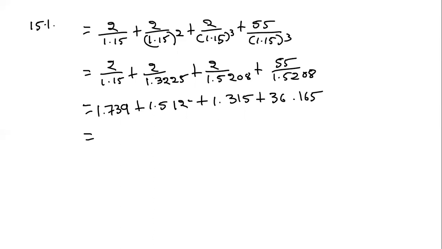1.739 plus 1.512 plus 1.315 plus 36.165, we get 40.731. So it is very near. It is in between 14 and 15, so we say that 15% is the return. Rate of return is equal to 15%.